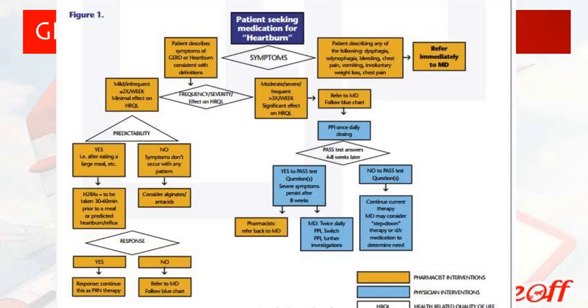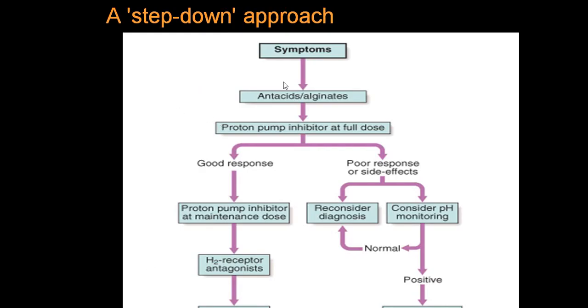It is a nice chart. This is another very simple chart. Any person who comes to you with typical symptoms, first use antacids. You can add a proton pump inhibitor in a full therapeutic dose for the full period of time. If a person gets a good response, the proton pump inhibitor is maintained.